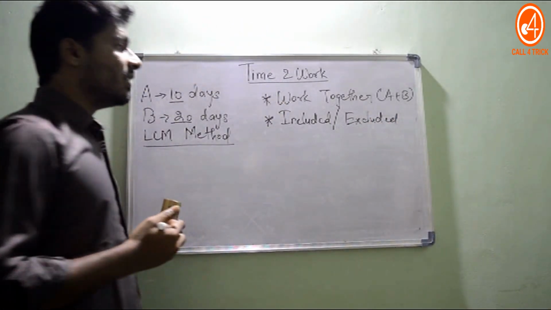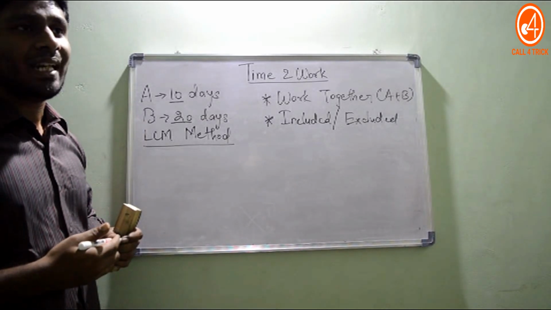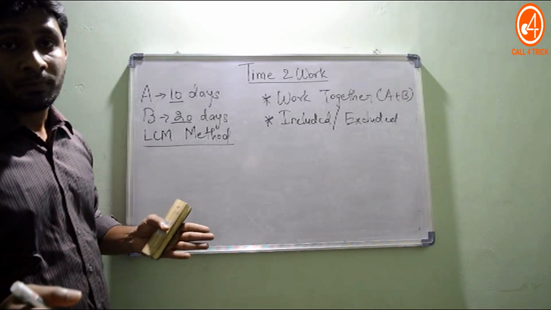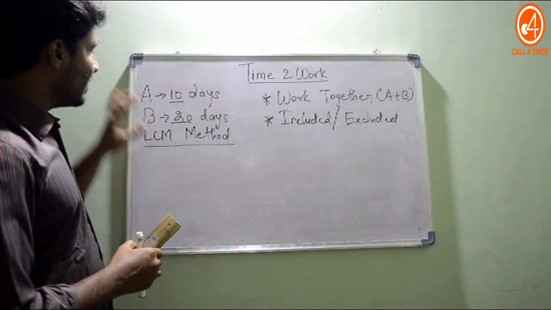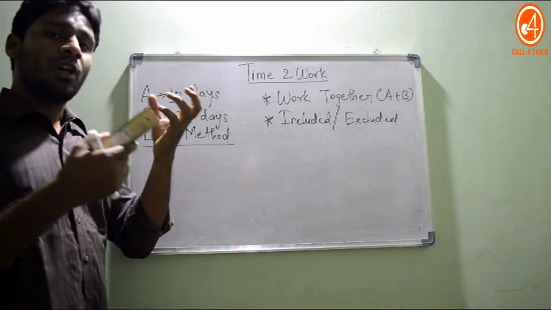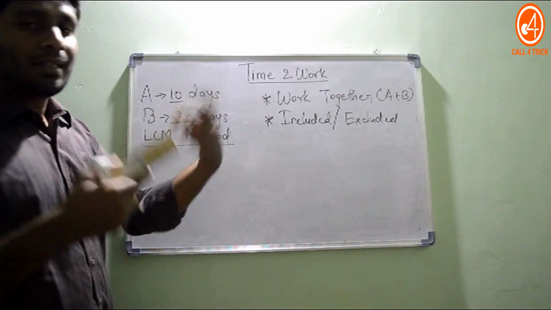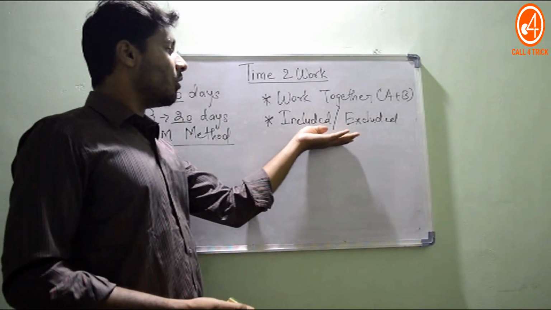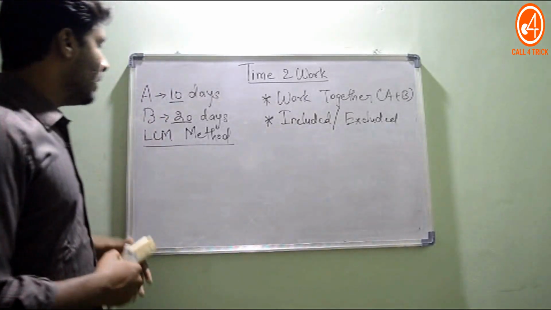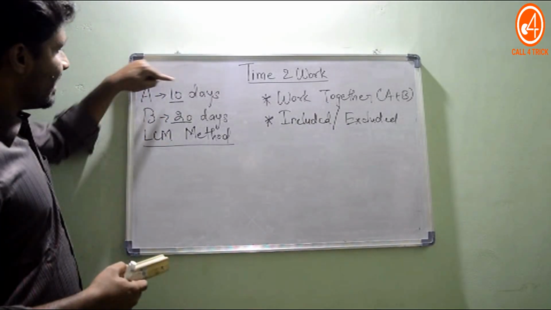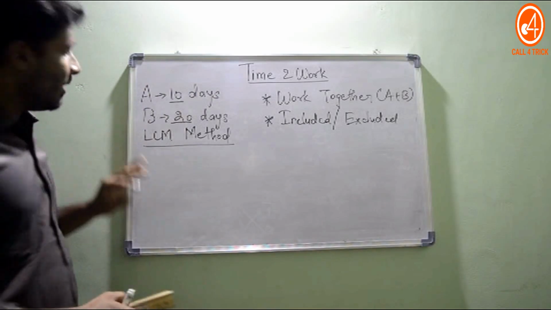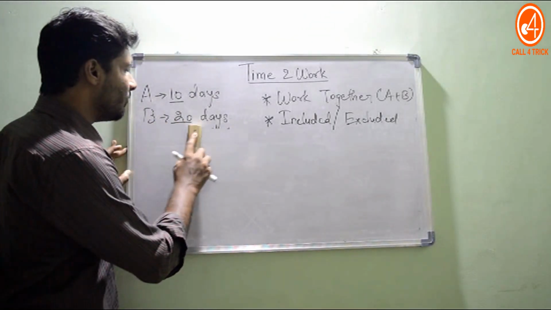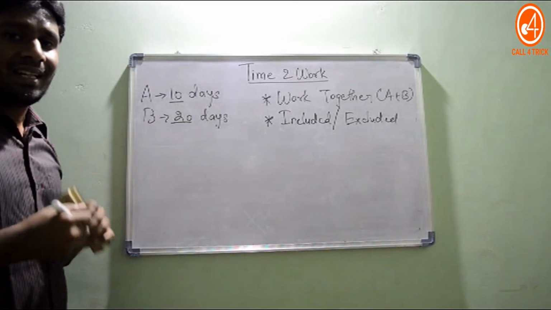And this exactly covers all the questions coming under if a person A is leaving the job, or else a person called C is joining the job. If I have got that kind of questions, it will come under the topic called included or excluded type. Got it? And we can go for the same question. A is 10 days, B is 20 days. It's just for your understanding, and I can use the same LCM method to get the answer for this question also. But here the question stands like this.